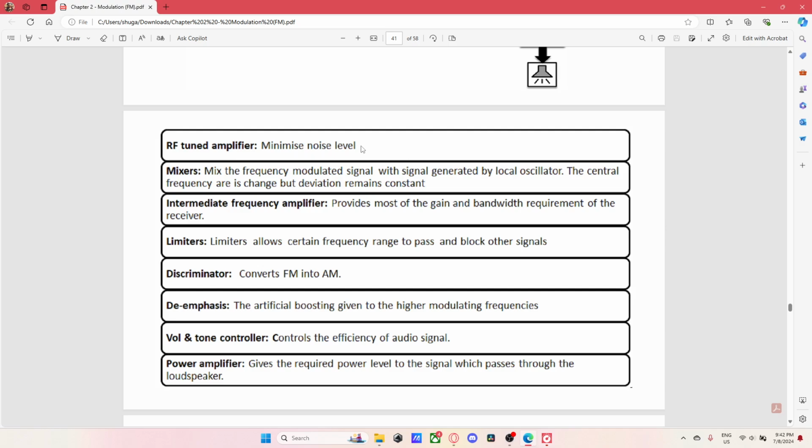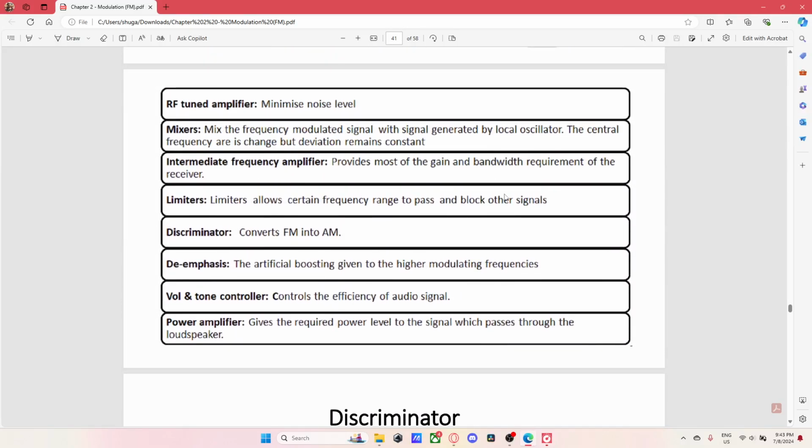Your RF tuned amplifier minimizes the noise level. The mixer mixes the frequency with the signal generated by the local oscillator. The intermediate frequency amplifier provides most of the gain and bandwidth requirement for the receiver. The limiter allows certain frequencies to pass and blocks other signals. The discriminator converts FM into AM. The de-emphasis is the artificial boosting given to the higher modulating frequencies. Volume and tone control controls the efficiency of the audio signal. Basically, that is what you really need to define all of these parts.